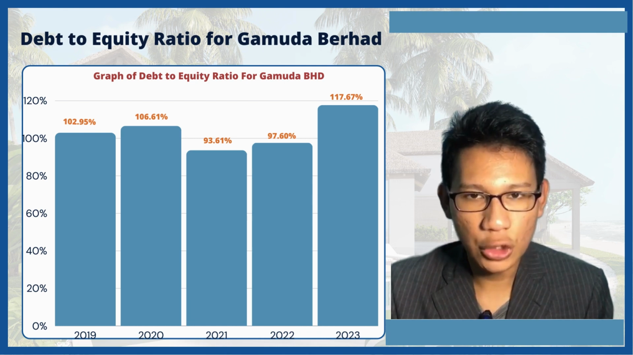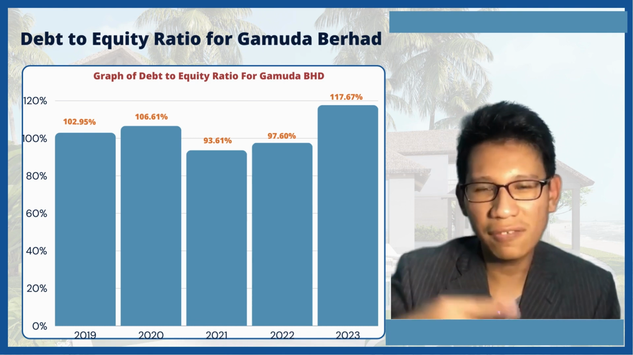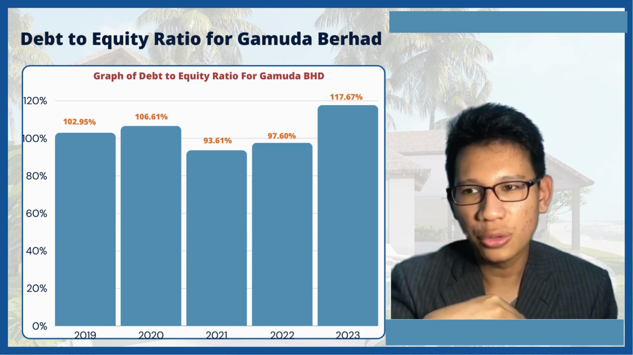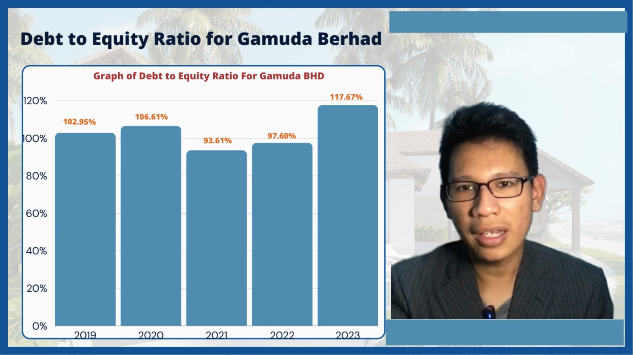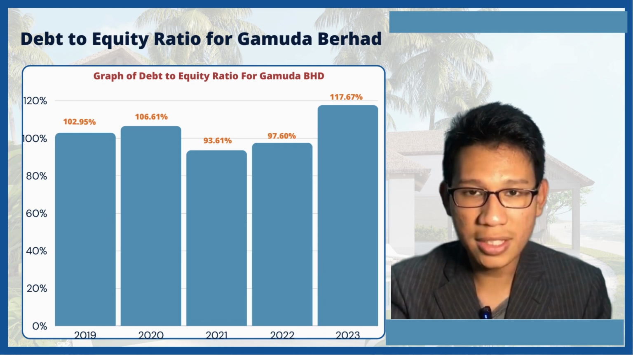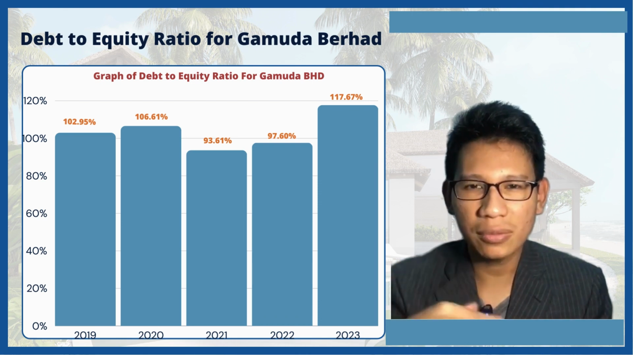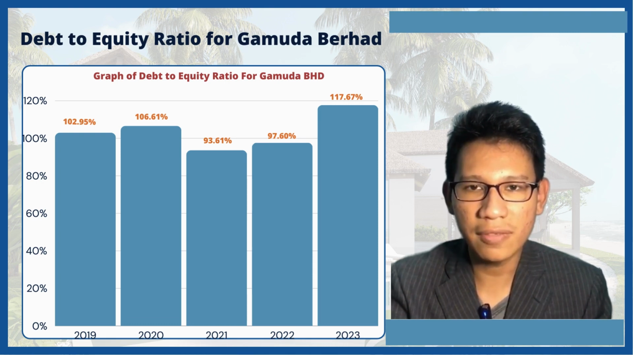Okay. Next, we are going to the second leverage ratio, which is the debt to equity ratio. The debt to equity ratio of Gamuda, as we can see in the slide, shows a negative trend because of the high debt, which it cannot pay and carries forward to the next year. As we can see in the slide, the debt to equity ratio exceeds 100% every year. So this may be risky for the company in the long term.